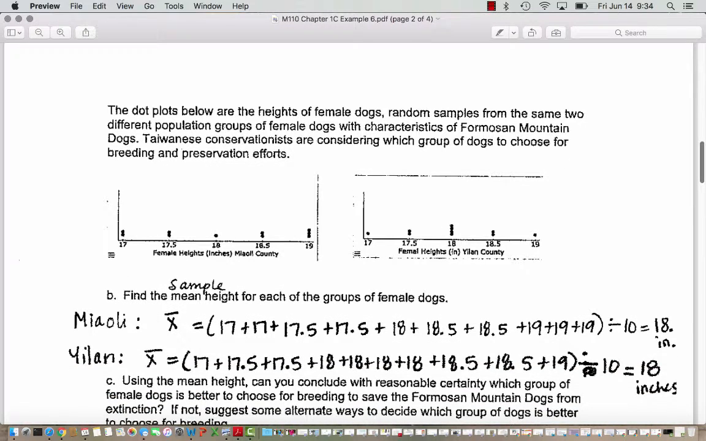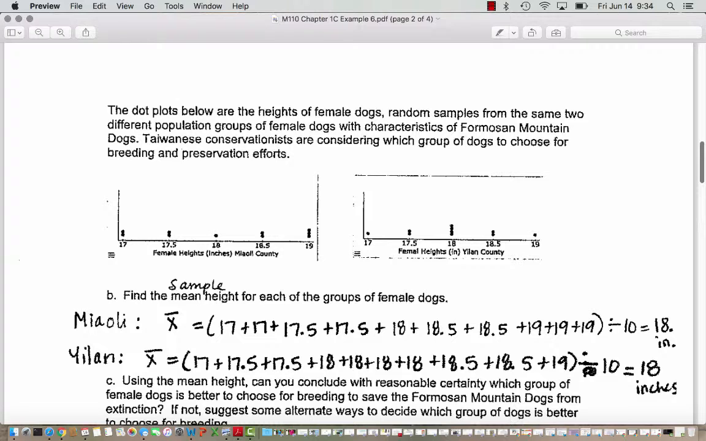Here are dot plots of heights. In the last graph we looked at weights. Now we're going to look at dog heights. These are random samples from the same two different population groups of female dogs with these characteristics of Formosa mountain dogs that they're trying to preserve.